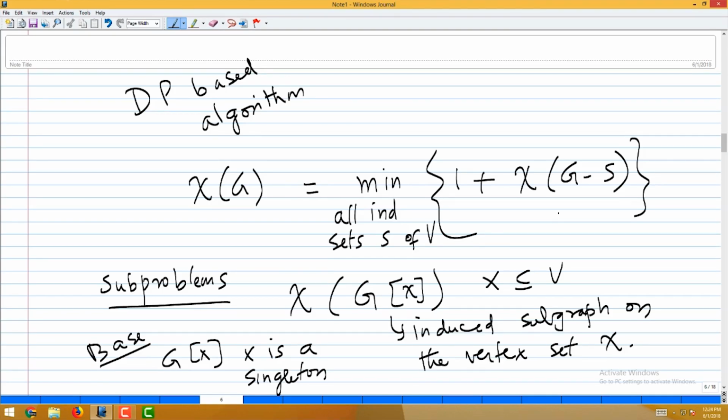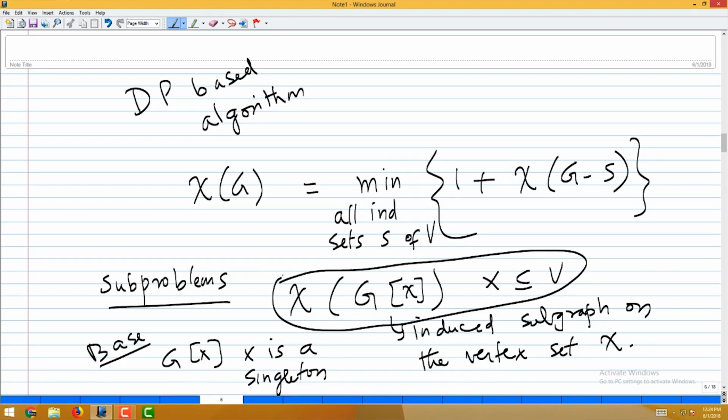Now, let us see how much time the whole thing takes. In dynamic programming algorithms, there are only 2 things you do. How many entries are we computing? How much time does it take to compute 1 entry? You multiply these 2, and you get the running time. How many entries are we computing? Here it is, the subproblems.